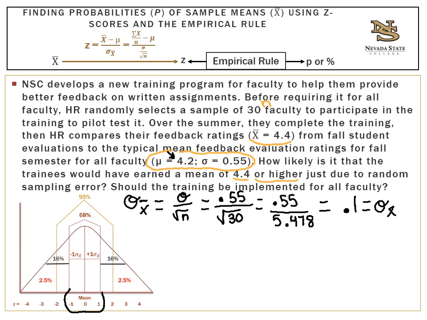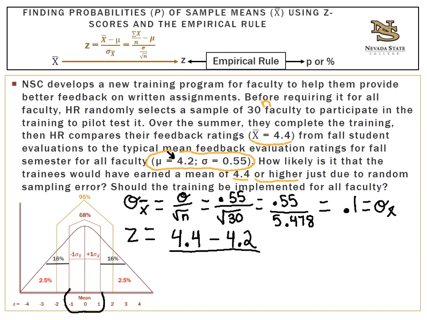So now I'm going to see how much better mine is compared to what I'd expect to see just due to chance using my z-score. And then we'll take that z-score and figure out the probability associated with it. So z equals your x bar, your sample mean, 4.4, minus your population mean, 4.2. I'm already feeling good because my sample mean is higher, so the training seems like it improved it, but how likely is it that we would have gotten that improvement no matter what? We're going to find out.